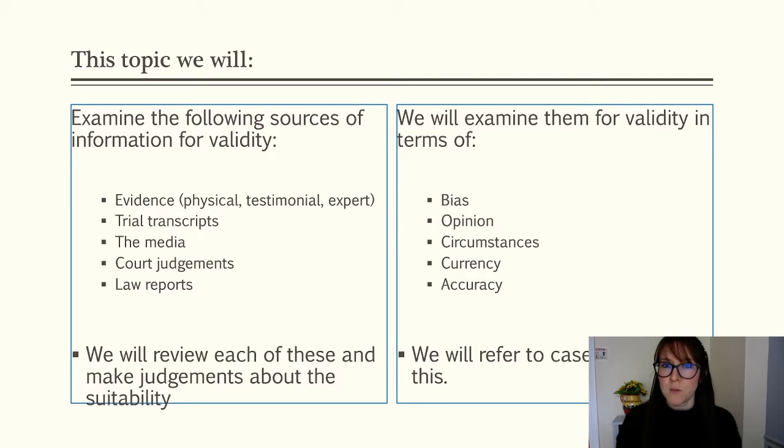Now, this is extremely important. When you are writing your controlled assessment, my advice is to structure it via the evidence, trial transcripts, etc. So have a subheading for each of them. Evidence, make sure you've got one small paragraph on each, the physical, testimonial and expert. And then you have to use the term validity throughout. This shows validity. This questions validity. This leads to a decision being made about the validity, and you have to use those five words throughout. You have to use them. And so if it's bias, this questions the validity. If opinion questions the validity, the currency questions the validity. So let's have a look at what those words actually mean now.